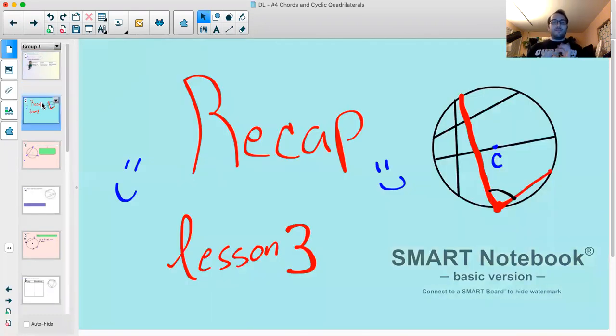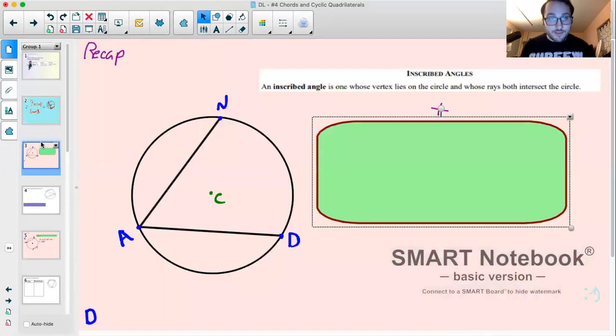I'm going to do the fastest recap of your previous lesson, which was about inscribed angles. An inscribed angle is one whose vertex lies on the circle and whose rays intersect the circle. So right over here, we've got an angle. We see the vertex is on the circumference of the circle, and then the endpoints of our angle are also on the circumference.